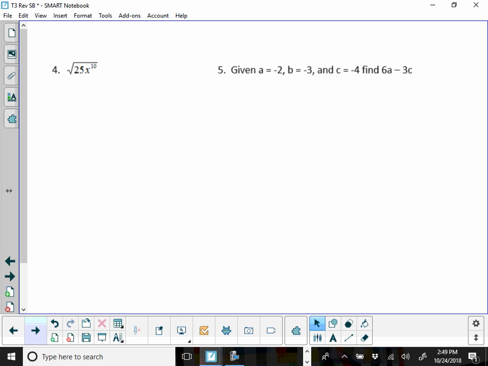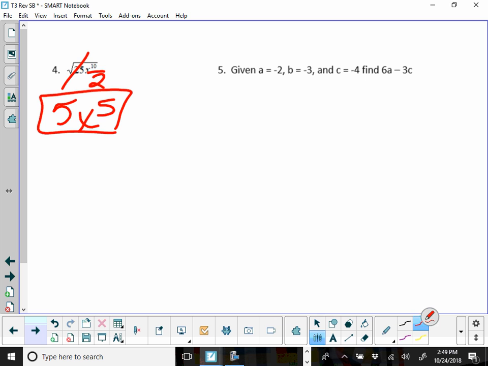Okay, number 4, we did one of these today on your make an appointment. 25 is a perfect square. The square root of 25 is going to be 5, and you divide your exponents by 2, which makes that x to the 5th. 5 is a perfect square. 10 is divisible by 2, so there's no radical left in that problem.